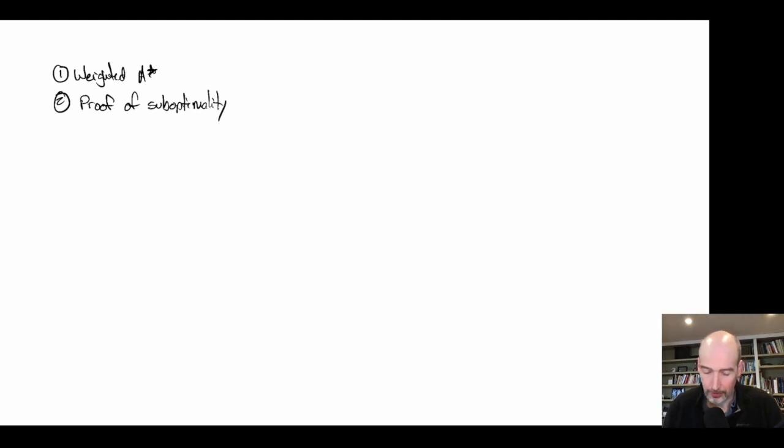So to get started with the first question, weighted A star, what we're going to do is go back and look at A star. A star, if we recall, uses f of n equal to g of n plus h of n, where h is an admissible heuristic. And so far, we're also going to assume that h is a consistent heuristic. And the question is, well, what can we do with this?